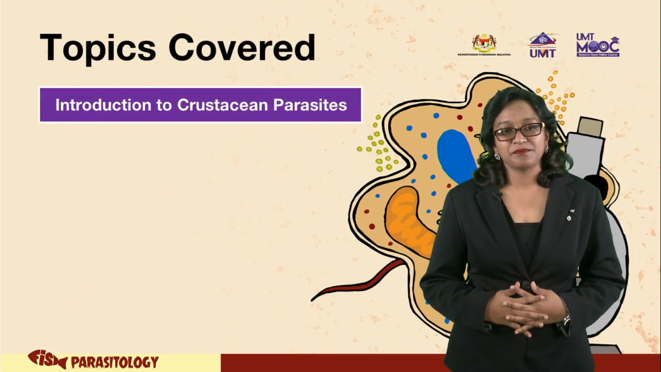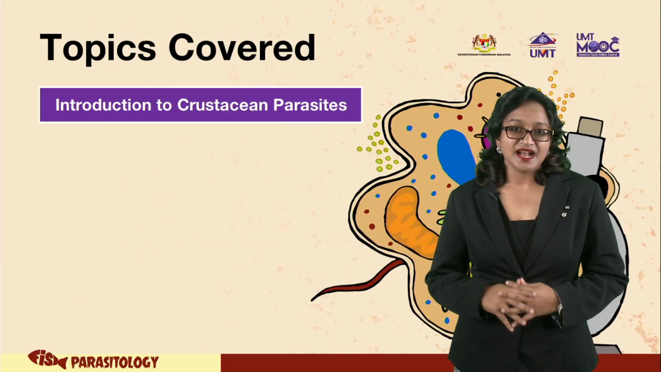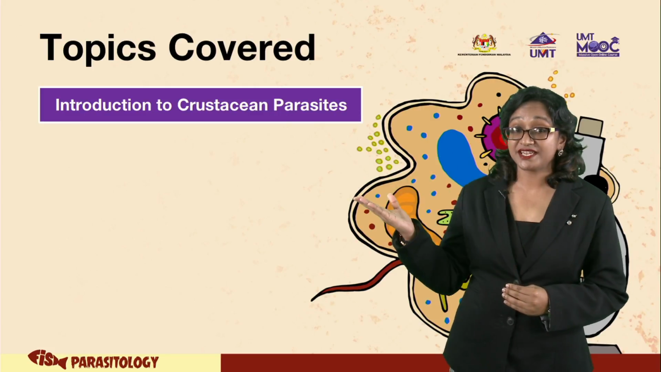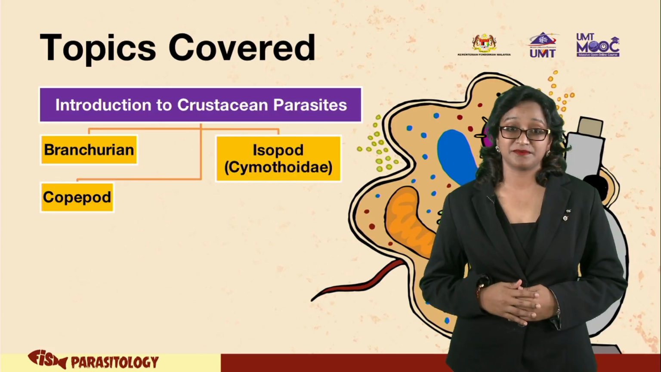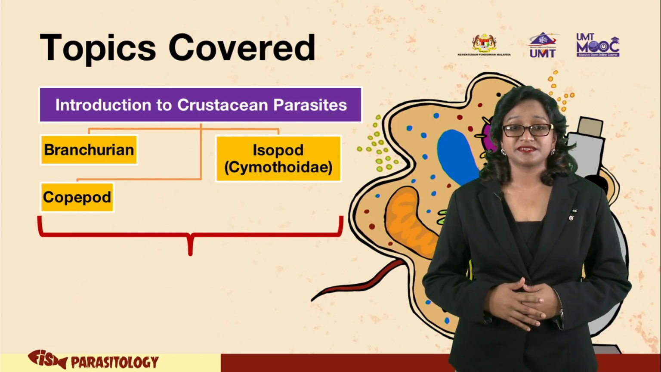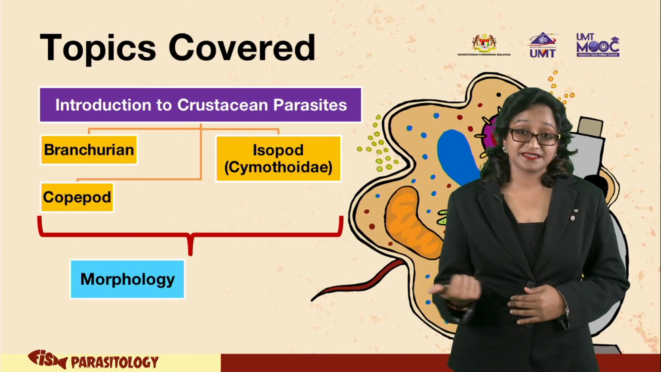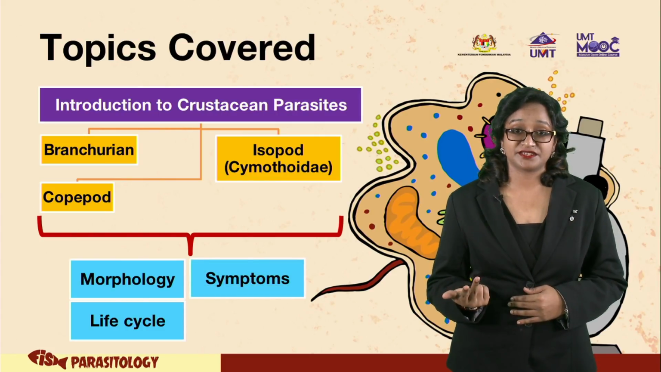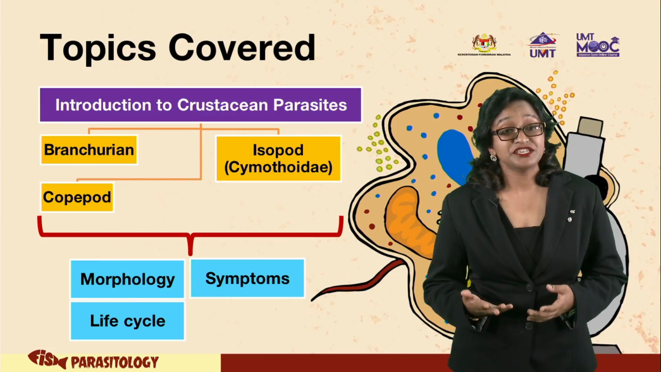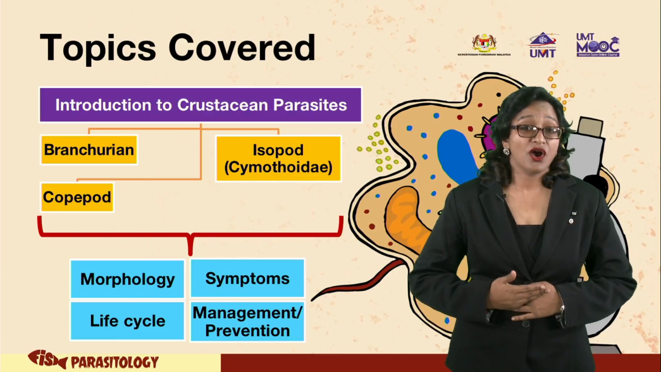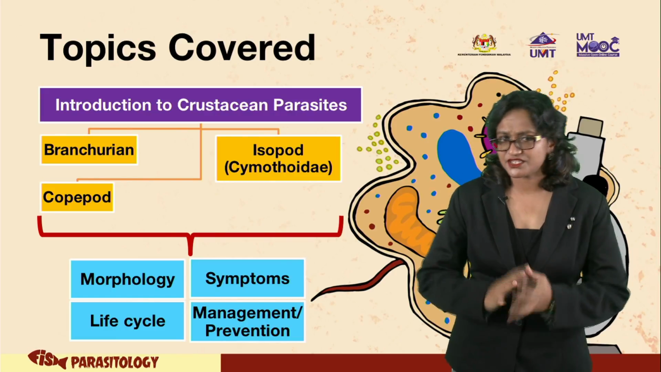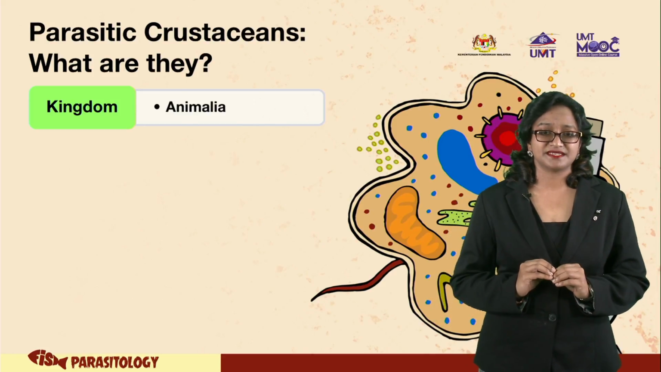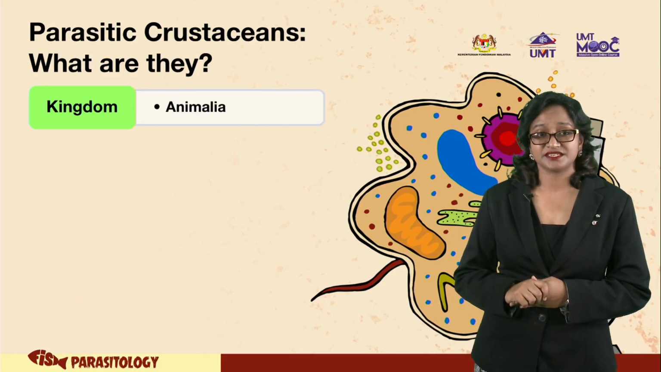parasites. My topics for today will generally cover a brief introduction on crustacean parasites with special preference to the branchurians, copepods, and cymothoid isopods. From the above groups, I will skim through the morphological aspects, the different life cycles involved for each group, symptoms of these parasites towards fishes, and for some, the management or preventative methods of such parasites from occurring. So, before we move into parasitic crustaceans, we must understand how these organisms are classified according to crustaceans.